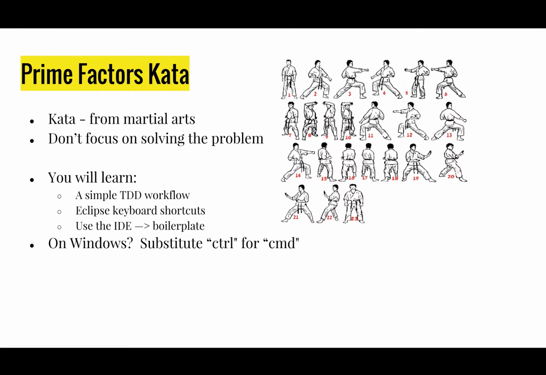And welcome to the Prime Factors Kata. The term kata is taken from martial arts, where the idea is you practice a sequence of moves over and over again so they become deeply ingrained and you don't have to think about them to use them. In a similar manner when programming, if you understand how to use your IDE in that way, where it's so ingrained you don't have to think about it, then it really gets out of your way and allows you to focus a lot more on solving the problem.